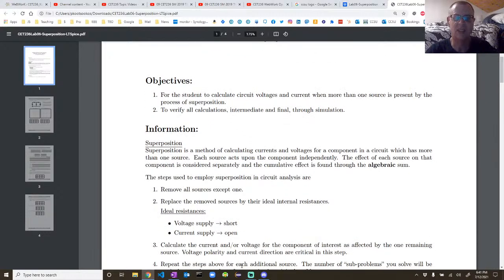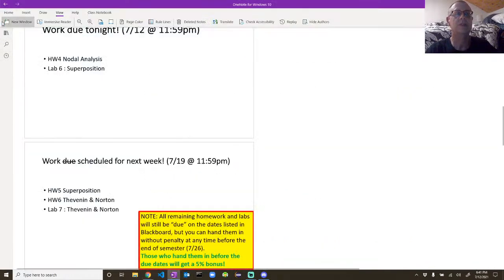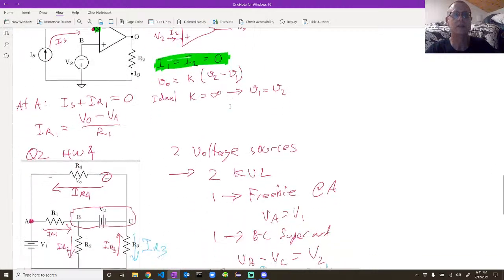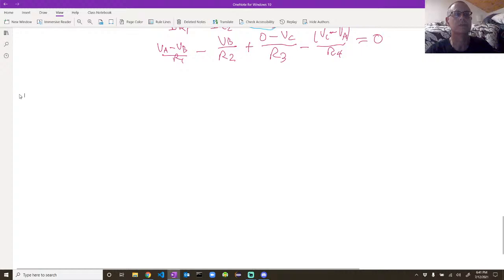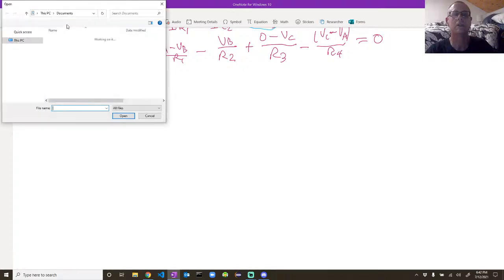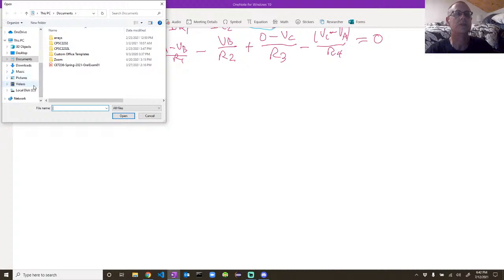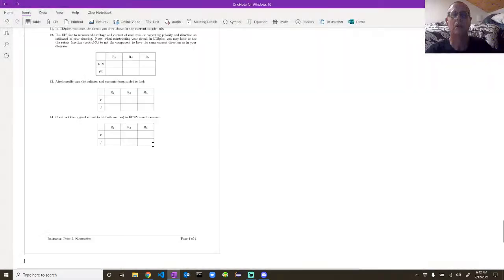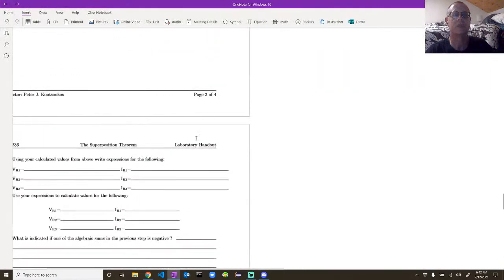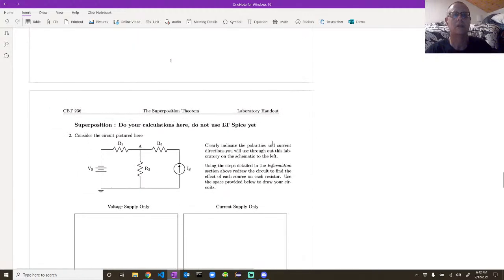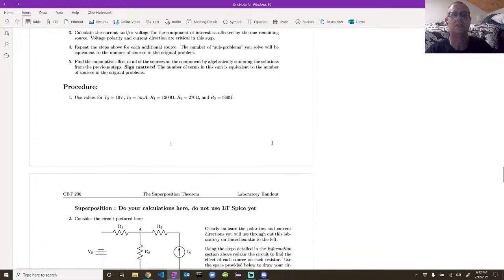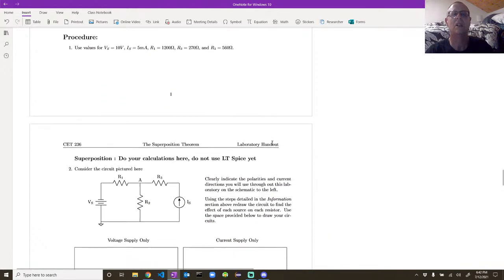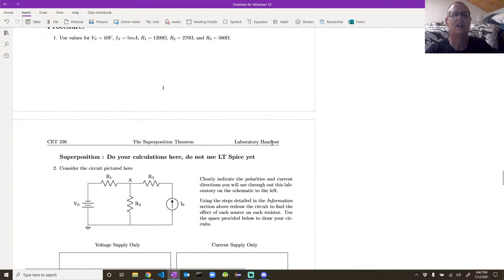So there is the lab. Let's see if we can insert it in here so I can play with it. Print out. Apologies for not being quite as well organized as I usually am. Okay.